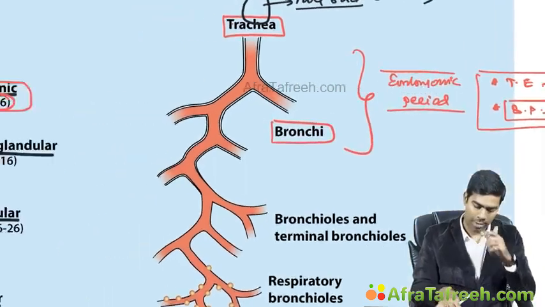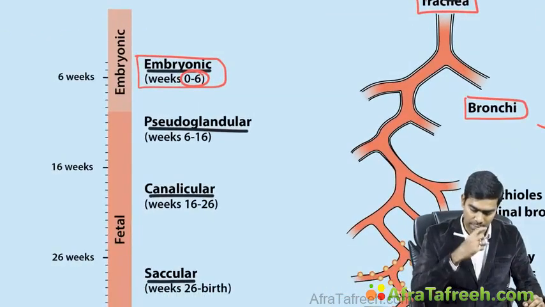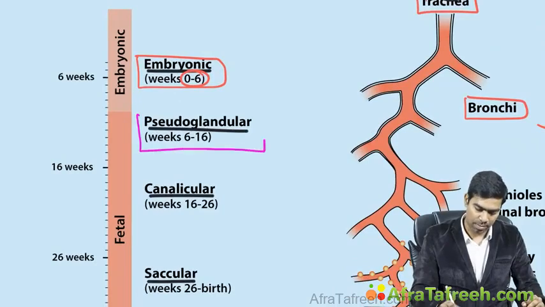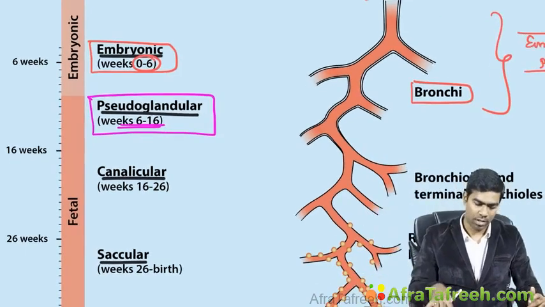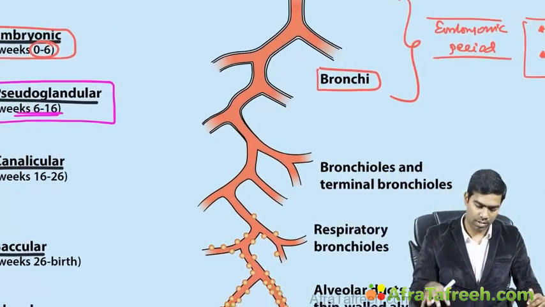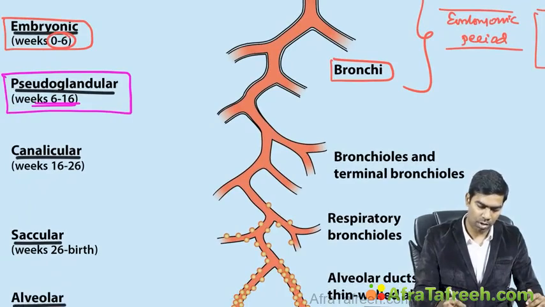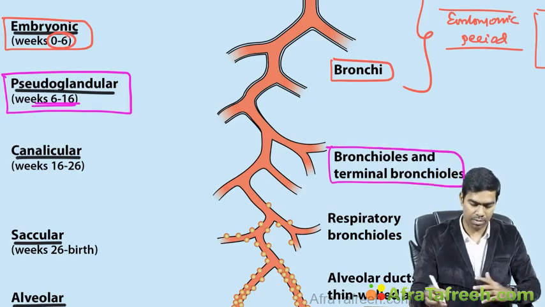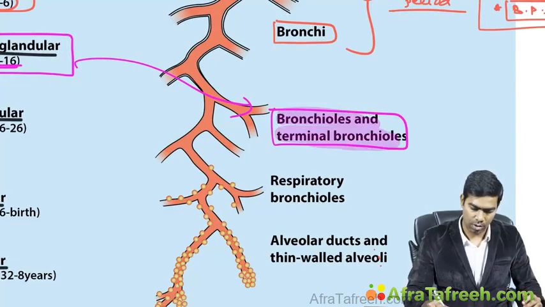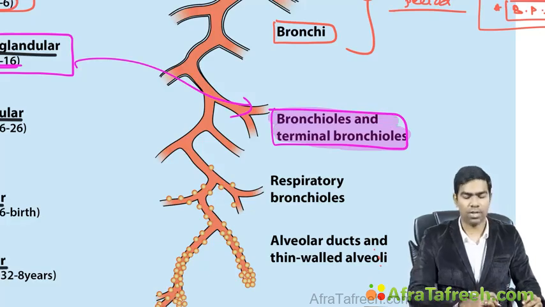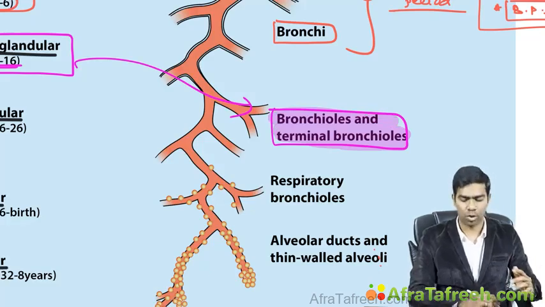Next, we can see the problems in the next period, called the pseudoglandular period. The pseudoglandular period is typically around 6 to 16 weeks of age. In the pseudoglandular period, you are going to develop the bronchioles and the terminal bronchioles. So typically you are going to generate the bronchioles and the terminal bronchioles. This is what develops in the pseudoglandular period.